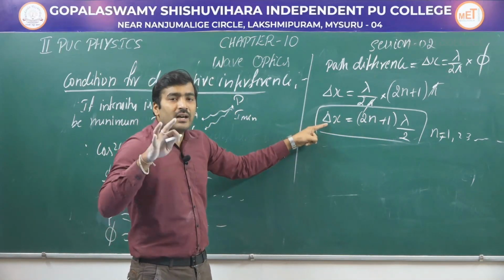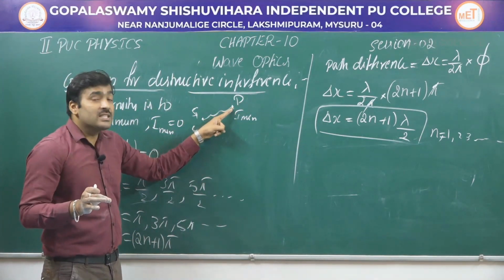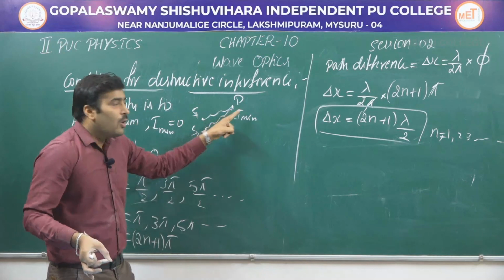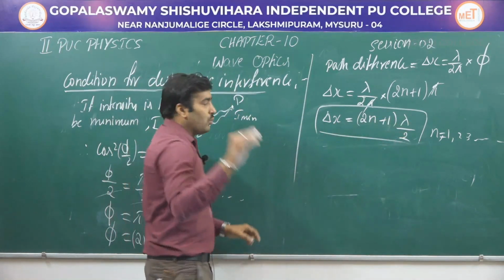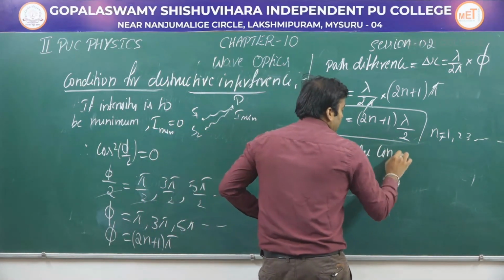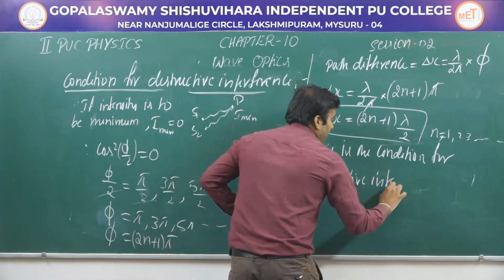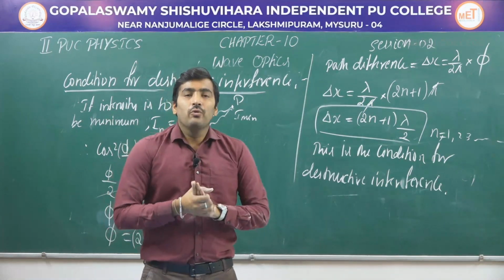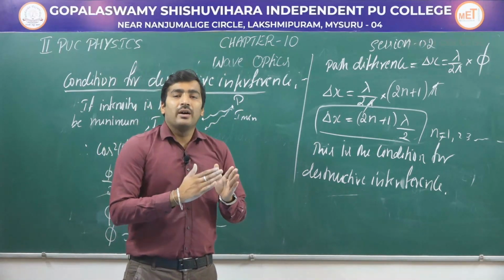So in this case we get destructive interference. At this point P, the intensity will be minimum or 0 when the path difference is equal to (2n plus 1) into lambda by 2. Let us write this. This is the condition for destructive interference.